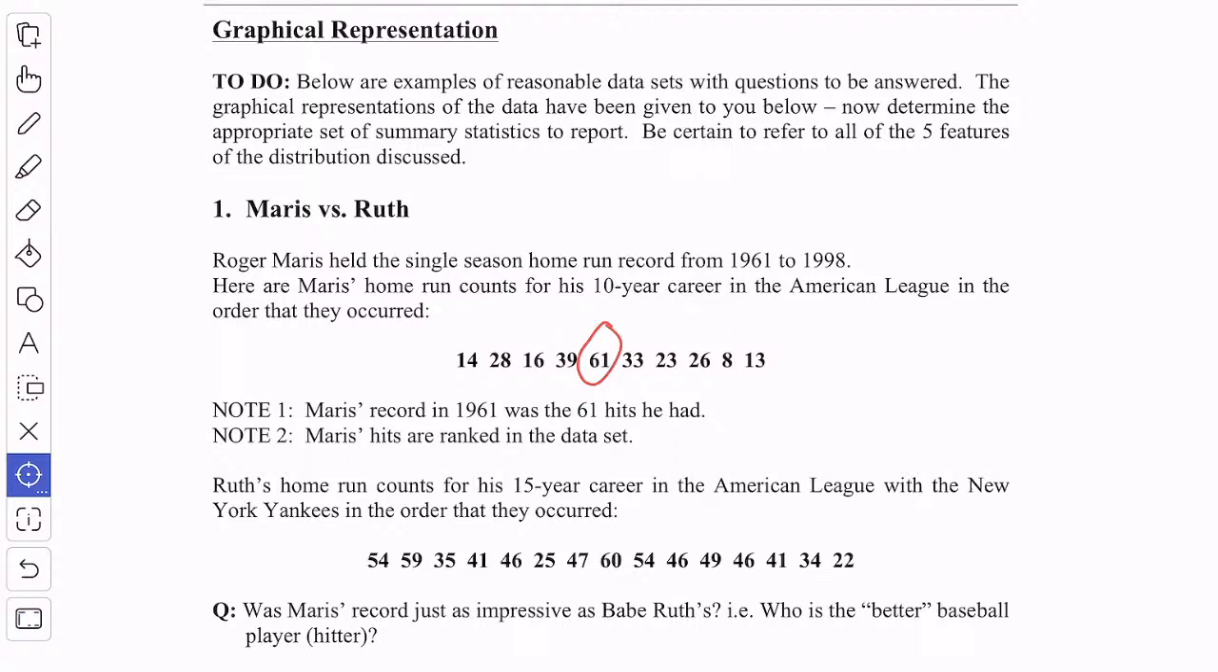So this is a simple example where for me it's pretty obvious, for Pablo as well, that consistently over a longer career, Ruth does better than Maris, except for that 61 hit season, which appears to be an outlier, and we're going to test it in the notes.